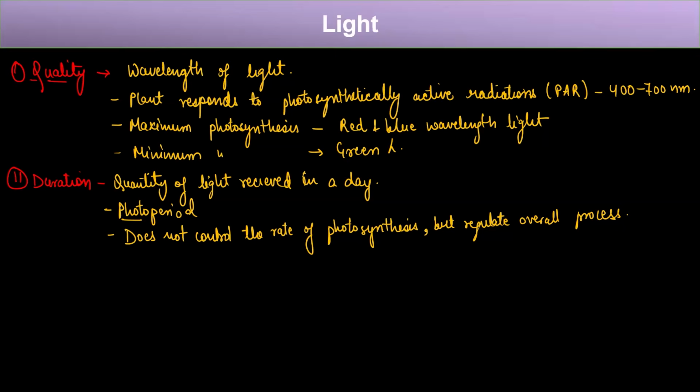So if you are getting light during the afternoon only, not in the morning and the evening, the photosynthesis will happen in the afternoon only, so you will get a smaller amount of product, right? But the speed will be the same even if it is happening only in the afternoon. So this is what I mean. Now, this is the second factor.